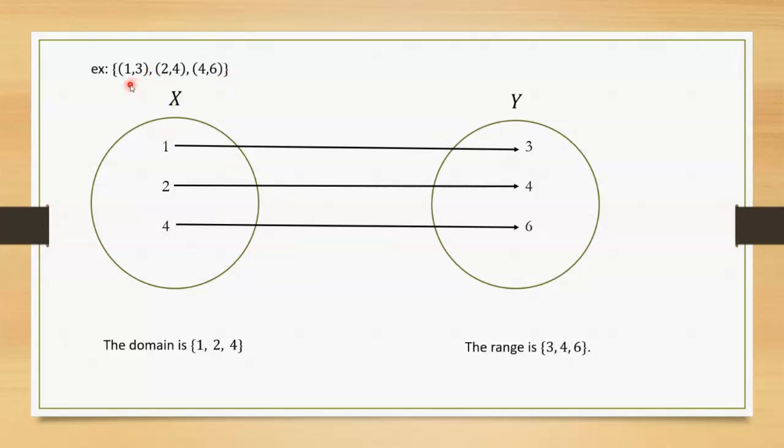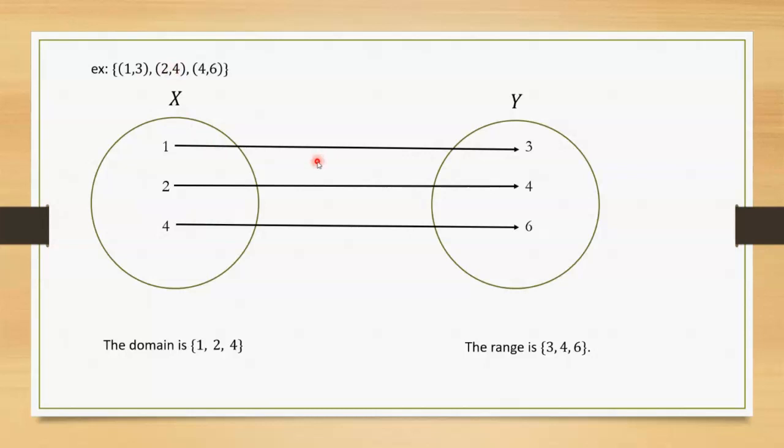You can see that here's this relation. Here's the ordered pair 1, 3. Okay, so we draw the arrow. From 2, 4, we draw the arrow, from 2 to 4. From this one, we have 4 to 6, as you can see. So we have from this relation, this correspondence diagram.